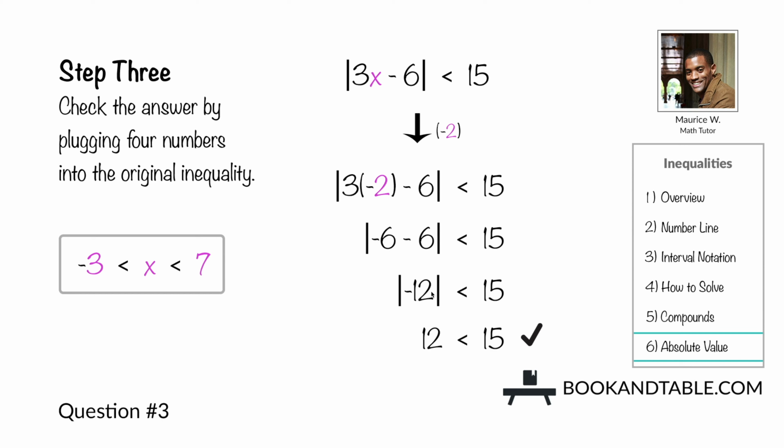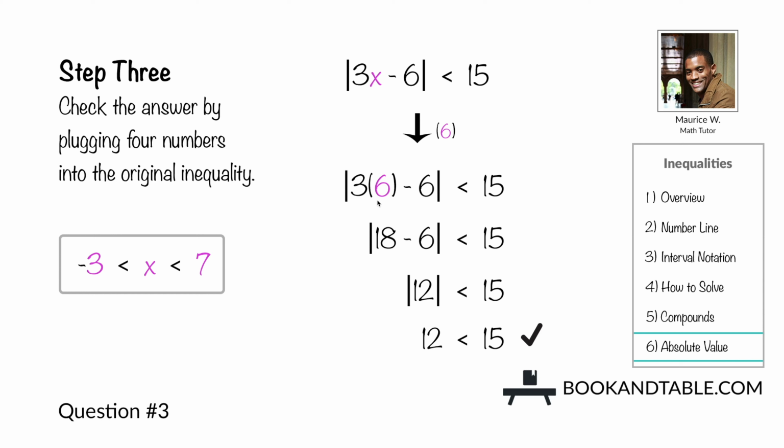And now we plug in negative 2 for x, giving us 3 times negative 2, which is negative 6. Negative 6 minus 6 is negative 12. And the absolute value of negative 12 is 12, giving us the true statement, 12 is less than 15. So the left side of this inequality is correct. And now we want to test the right side. So we'll plug in positive 6, since that should work. And then we'll plug in 7, since that should not work.